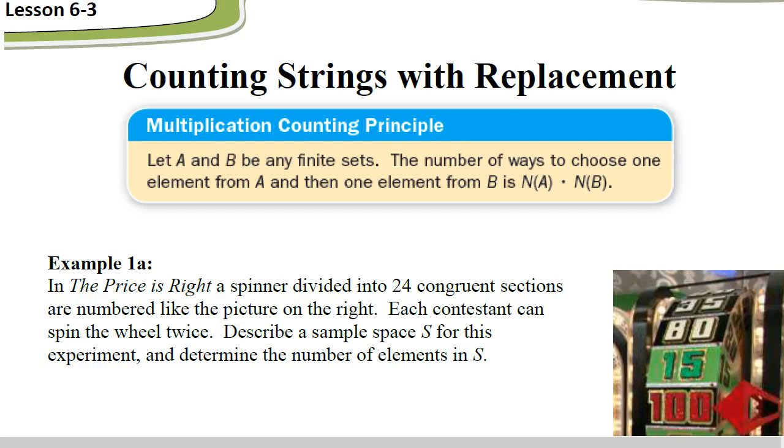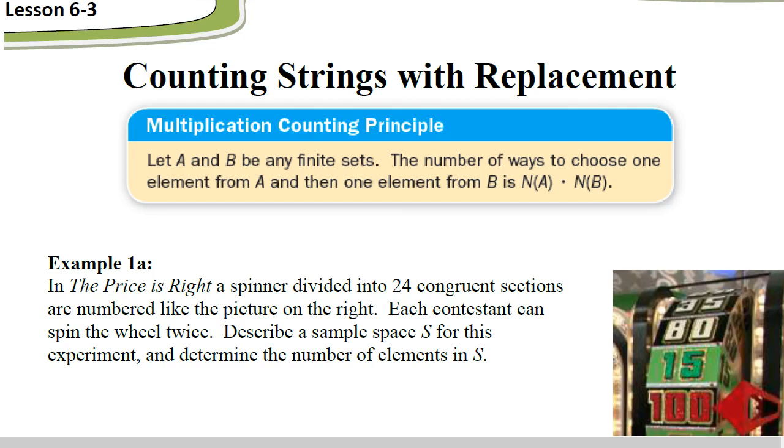Well, welcome. In this video, as you can see, we're going to be looking at lesson 6.3, which is all about what we call counting strings that include replacement. And I'll define better what that means here in a minute. But first, let's look at what we have in this box, the multiplication counting principle.